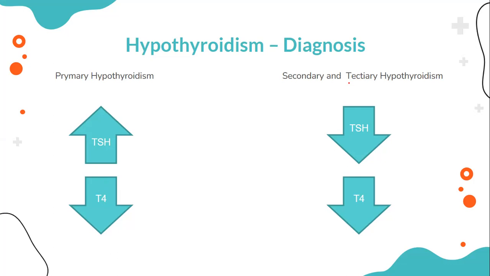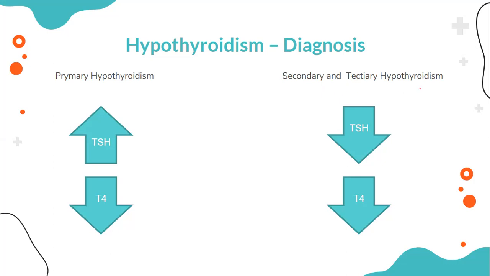Okay. Secondary and tertiary hypothyroidism is different because TSH is produced in the central nervous system, right? And actually in the pituitary gland. So when we have a lower than usual TSH, we would have decreased response by the gland. So TSH lower than usual and T4 lower than usual, then we are talking about secondary or tertiary hypothyroidism.